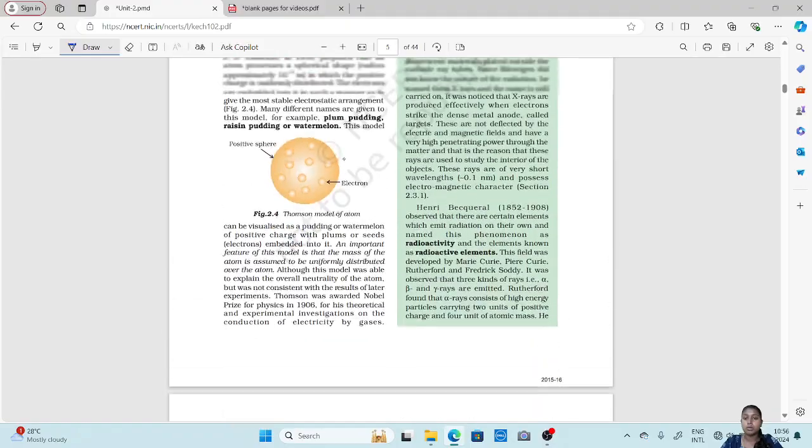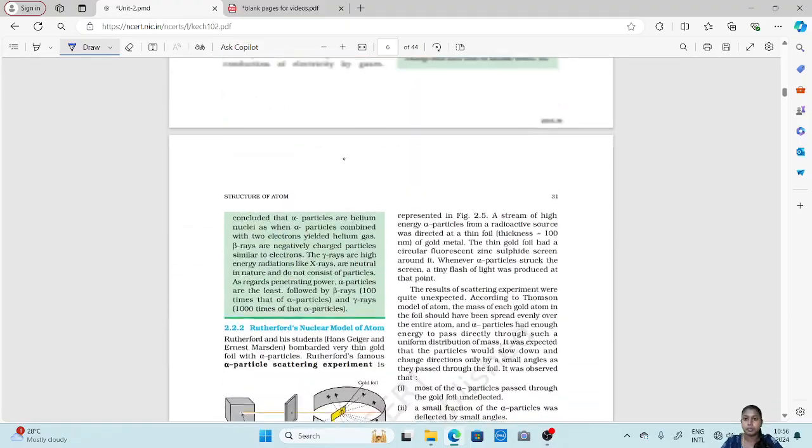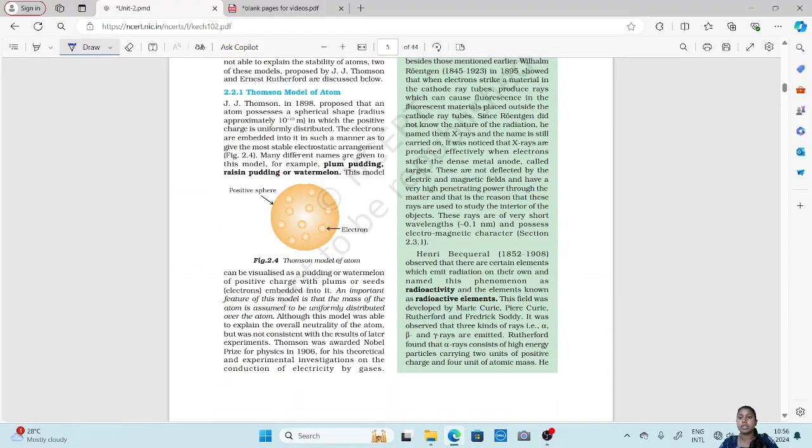Now what had Thomson done? J.J. Thomson in 1899 proposed that an atom possesses a spherical shape, radius approximately 10 raised to minus 10 meters, which is a really small atom, in which the positive charge is uniformly distributed, and the electrons are embedded into it in such a manner as to give the most stable electrostatic arrangement.